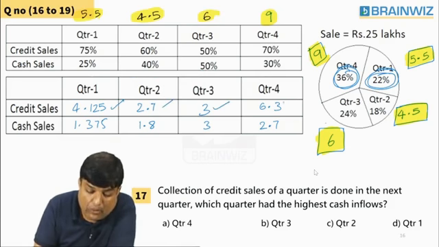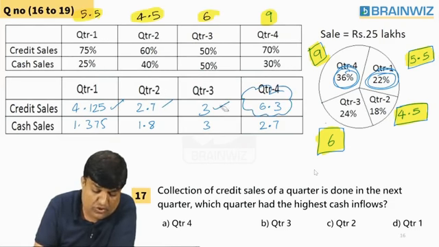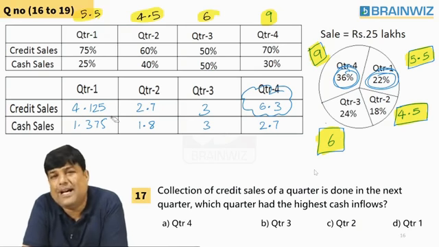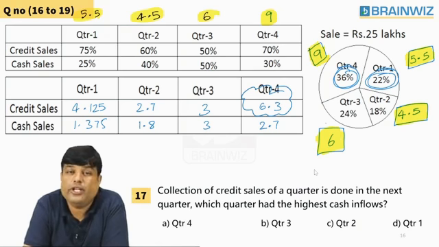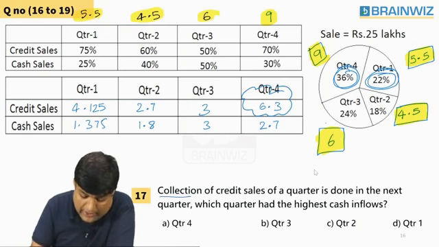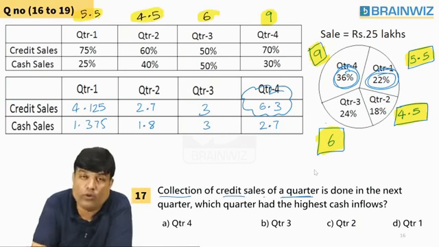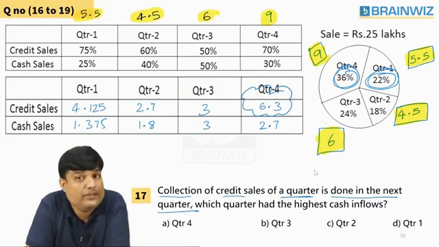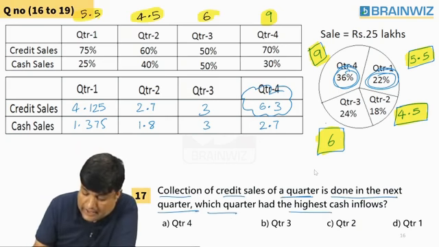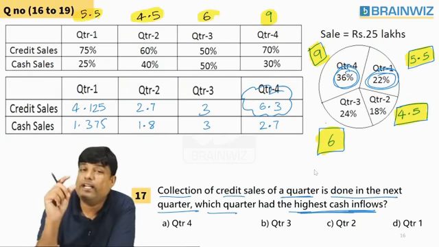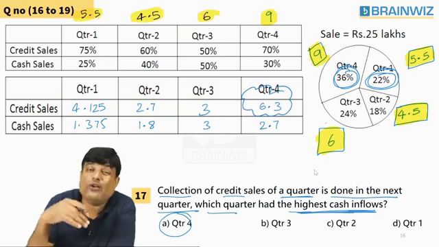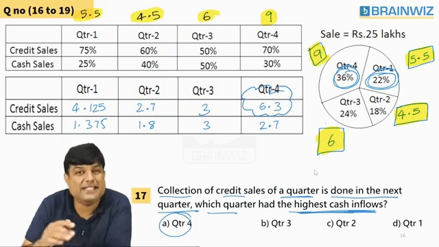Sir, I did more sales in quarter four. In quarter four, I did a large sale on credit. If I want to collect that credit from quarter four, the collection is done in the next quarter. The next quarter is quarter one. So which quarter had the highest cash coming in? The highest cash is not coming in quarter four. In quarter four you sold the most on credit, but the collection is done in the next quarter.